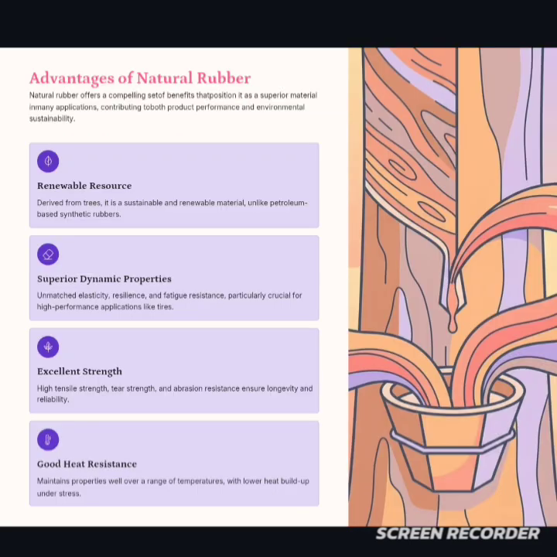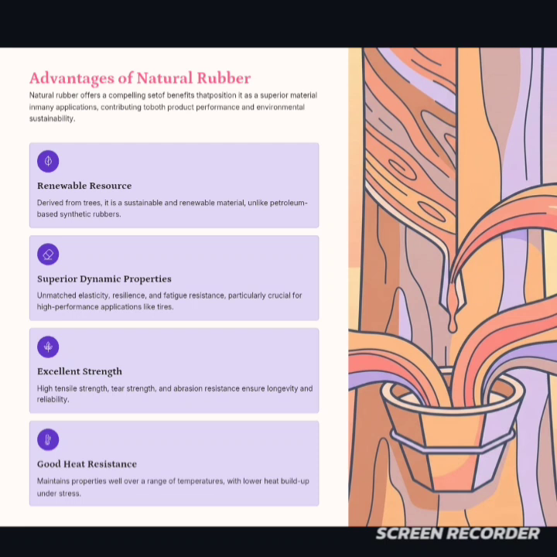Advantages of natural rubber. Natural rubber offers a compelling set of benefits that position it as a superior material in many applications, contributing to both product performance and environmental sustainability. First, renewable resource derived from trees. It is a sustainable and renewable material, unlike petroleum-based synthetic rubber.